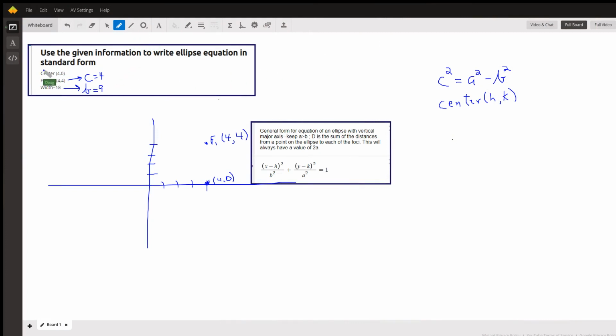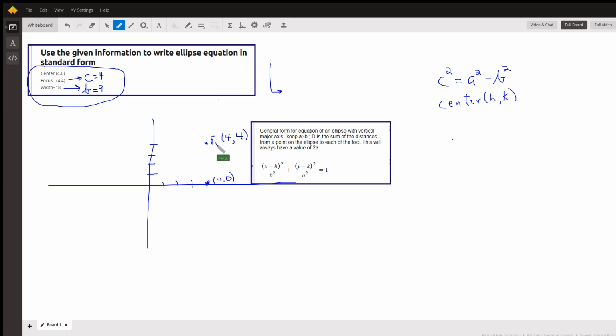Okay, you're given three pieces of information about an ellipse and asked to come up with this equation. So here's what the equation looks like. And the reason that we have A under the Y is because it turns out the major axis is vertical. Here's the center at (4, 0).